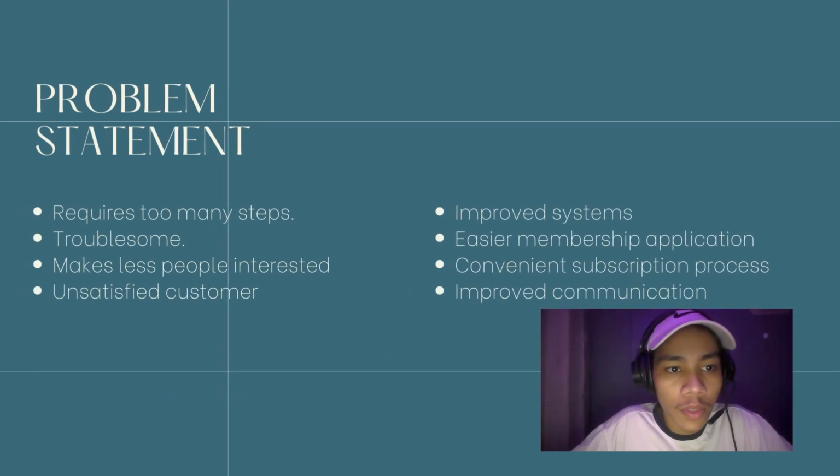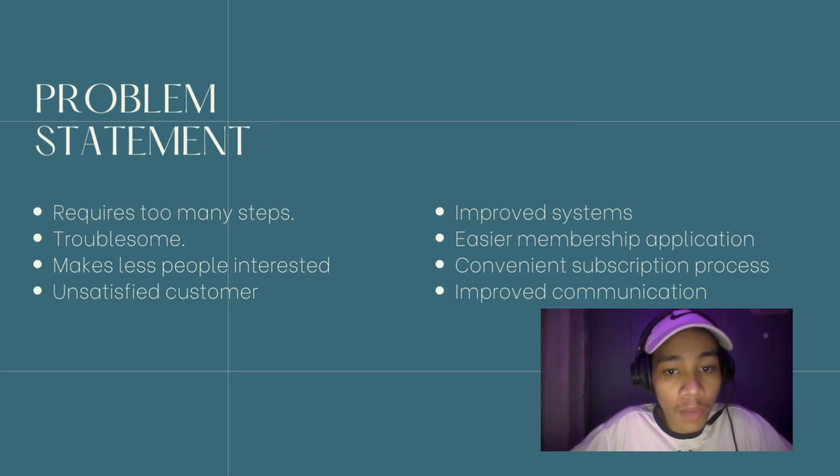This is the problem statement. The problem with the current system to register membership for the Royal Summer Club is that it requires too many steps. It is so troublesome for new customers, and in return will make fewer people interested in purchasing the membership. So we're here to revolutionize the registering system by improving the current system to a more up-to-date one.